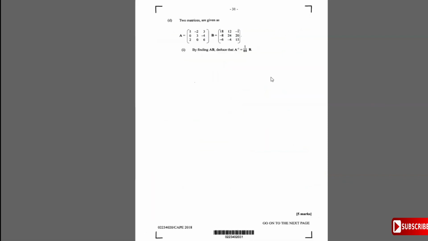All right. Now part D. Part D gives us a matrices question. It says two matrices are given as A and B. By finding A times B, deduce that A inverse is 1 over 88 times B. So the first thing we do is work out what's matrix A times matrix B.